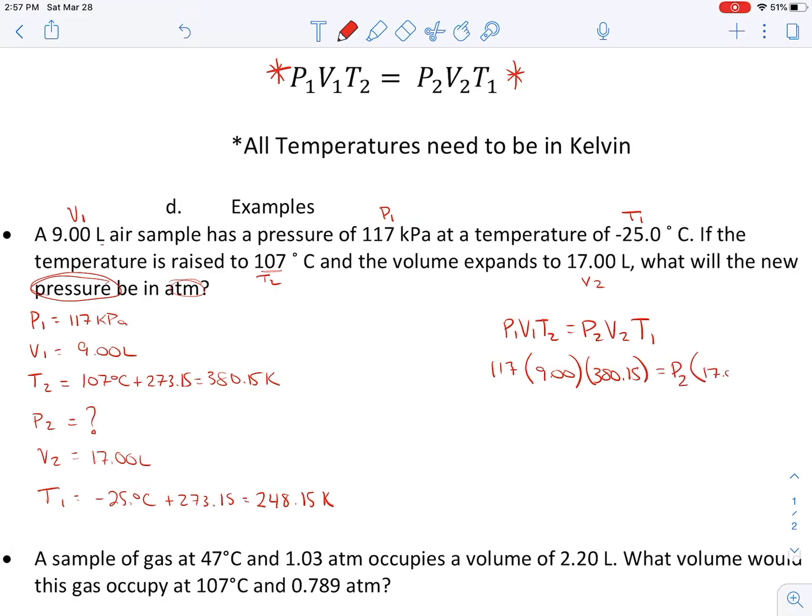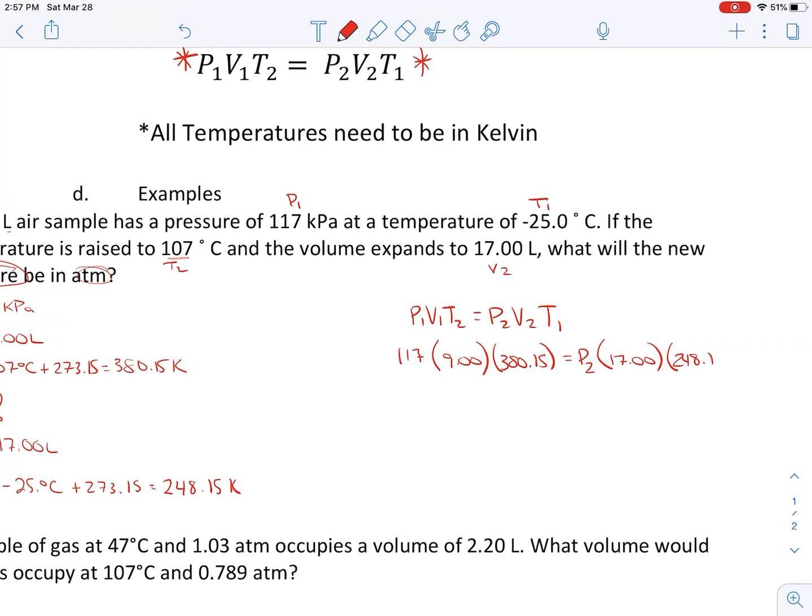We have V2, which is 17.00, and our initial temperature is 248.15. All right, so now we're ready to solve, and we have to isolate P2. We're going to do that by dividing each side by 17 and 248.15. And this will be P2.